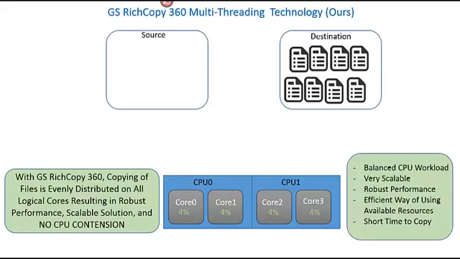As a result, we've got a balanced CPU workload. If you've got more cores available, it's going to be very scalable. You can do more and more threads. We support up to 256 threads. It's an efficient way of using available resources, and of course this is the shortest time to copy.